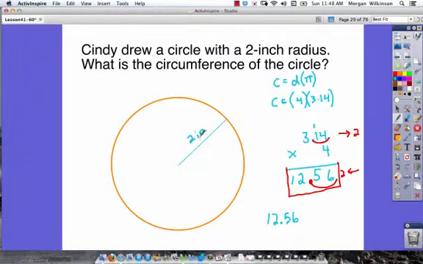Now we need a label, because we're talking about distance, so this problem is working with inches. So we've got an answer of 12.56 inches is equal to the circumference of a circle with a 2-inch radius. That means if we wanted to measure around the outside edge here in orange, the total distance, if we straightened out this line, would be 12.56 inches exactly.